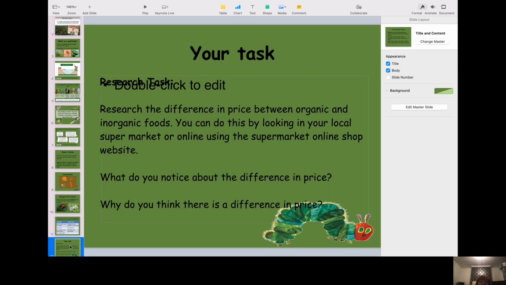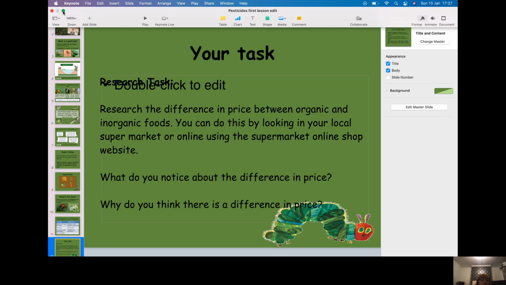So your task is to research the difference in price between organic and inorganic foods. You can do this by looking in your local supermarket, say you're going shopping with mum or nan or granddad, or you can go online using the supermarket online shop website. I want you to look at what you notice about the difference in price and why you think there is a difference in price.